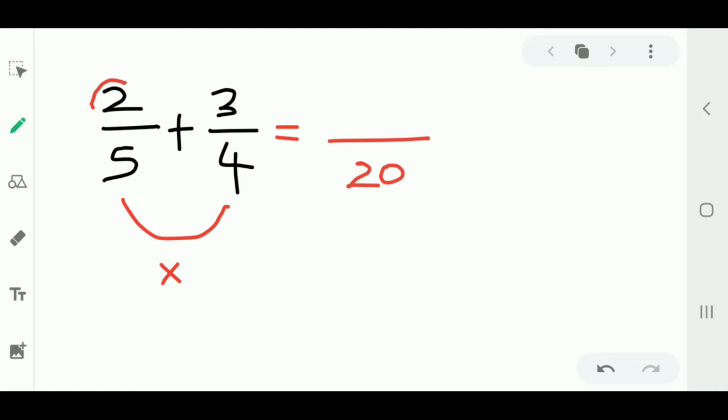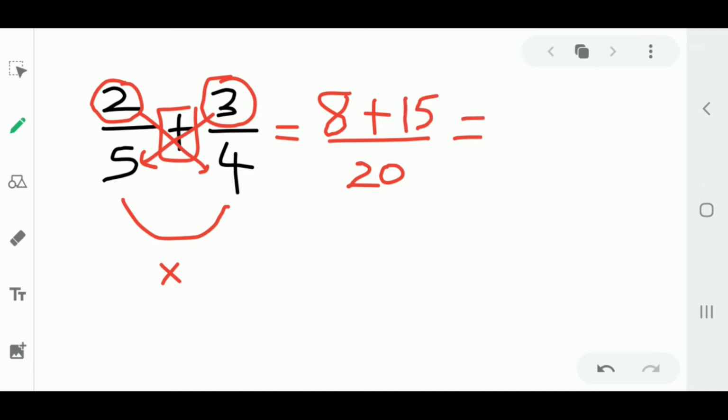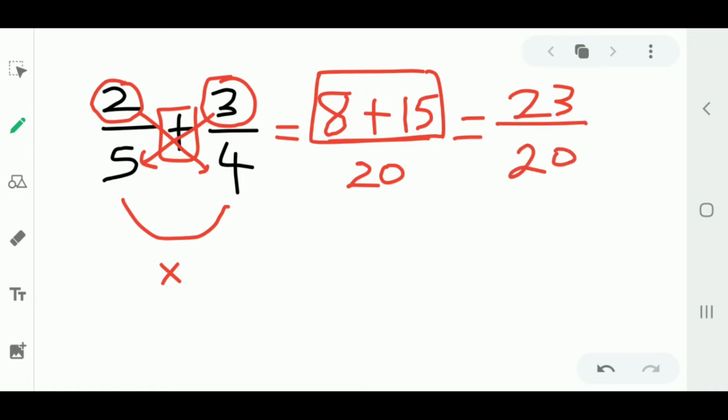We circle the left numerator, draw the arrow to the opposite denominator, and we multiply. 2 times 4 gives us 8. We put the sign that was given, which is the plus sign here. Then we go to the opposite side numerator, multiply by the denominator on the opposite side. So 3 times 5 gives us 15. So we now add the numerators, which is 15 plus 8 gives us 23. And we have our denominator here.